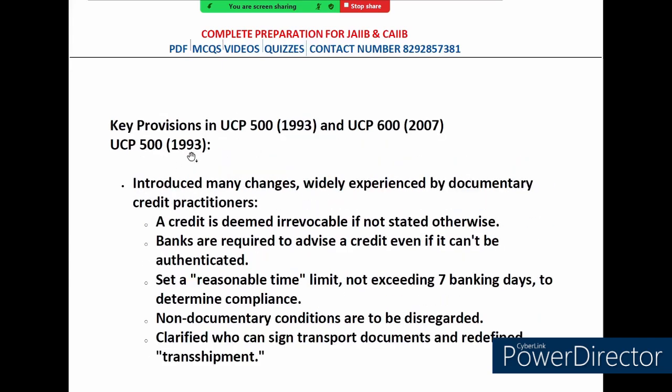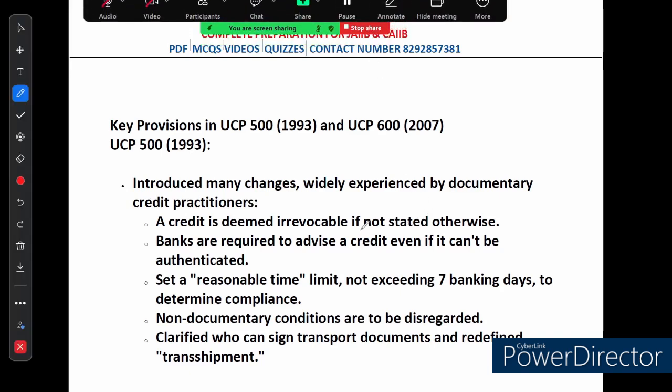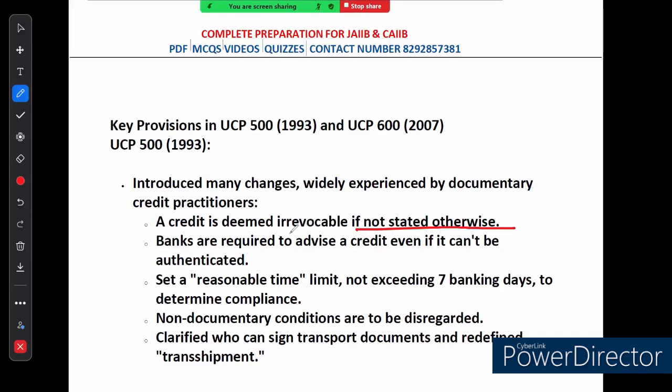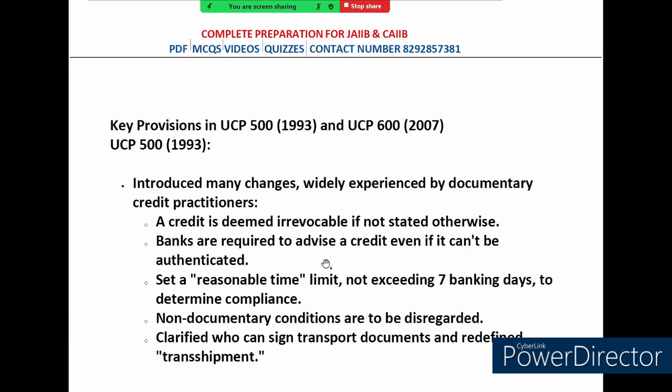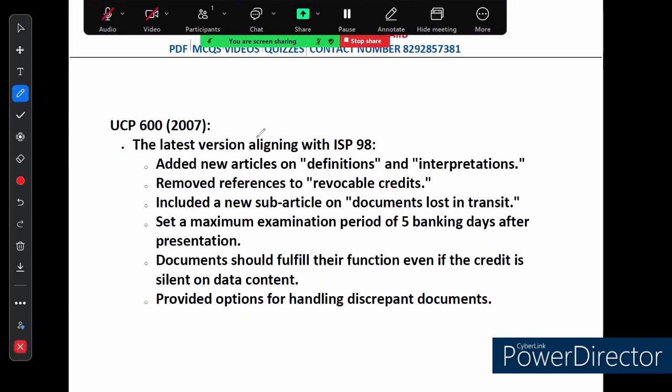Some key provisions which were made in UCP 500: a credit is deemed irrevocable if it is not stated otherwise. It means by default a letter of credit is irrevocable, it cannot be revoked. Banks are required to advise a credit even if it can't be authenticated. The reasonable time has been set to 7 banking days to determine compliance. Non-documentary conditions are to be disregarded, it clarified who can sign a transport document, and it redefined transshipment.